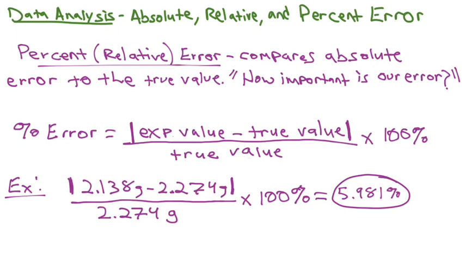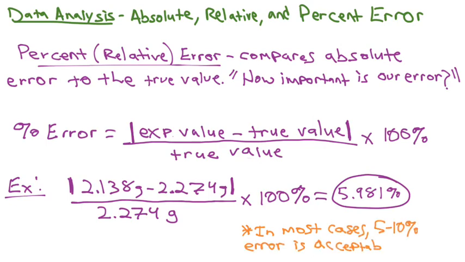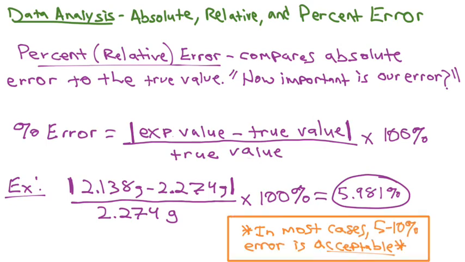So this is a good number to report. This is the number that I'm going to ask you to report. Now, in most cases, 5 to 10% error is acceptable. In chemistry, we really strive for 5% error. Biology kind of strives for 10% error, but as long as you have an explanation for both, then we can certainly work with that.